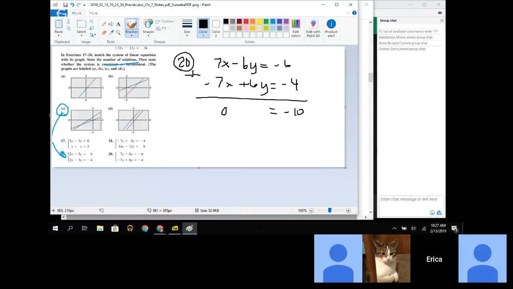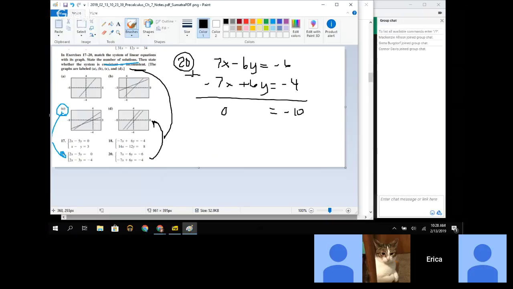Is that possible? Can 0 equal negative 10? Nope, 0 can't equal negative 10. Maybe in some alternate universe. So what does this look like when you graph it? Number 20 is going to look like D, right? They're two lines, but they never intersect each other. So we would call this an inconsistent system because we don't have anything.